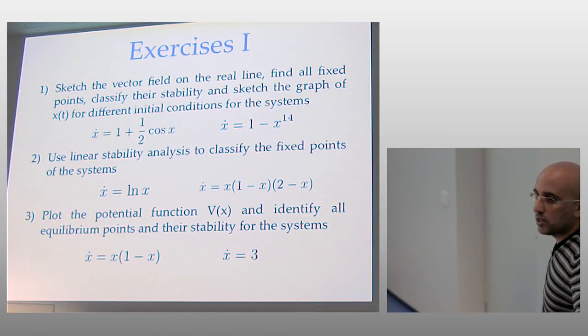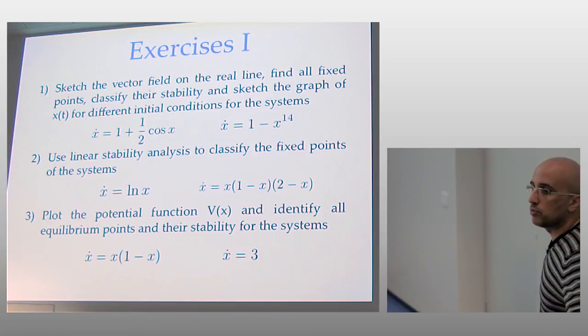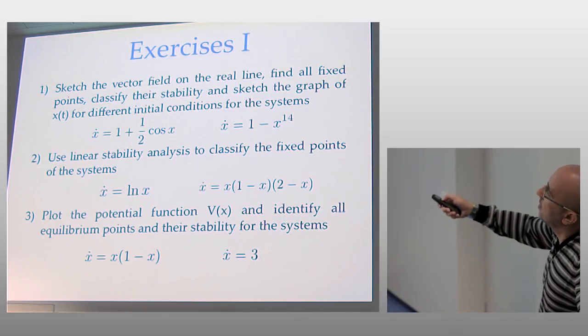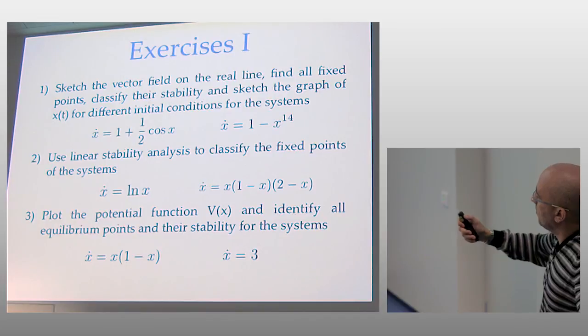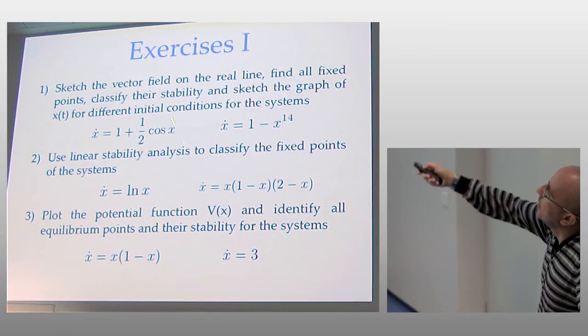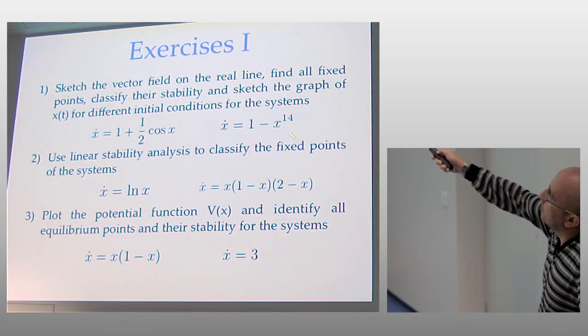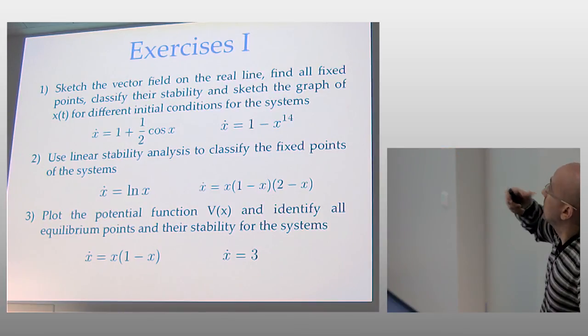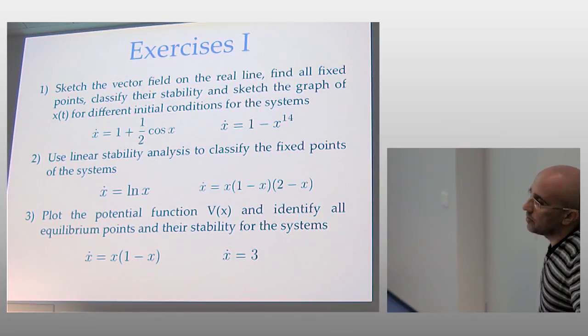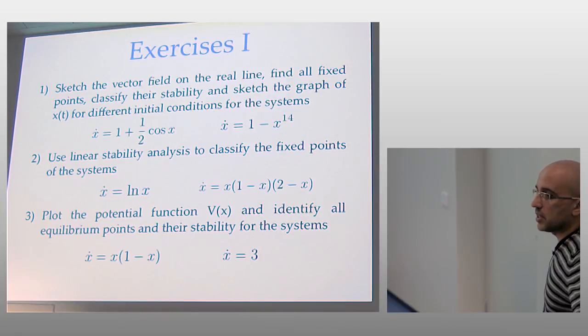You can do it visually, or you can do it with a stability analysis by computing the derivative of f at the fixed points and checking the sign. This is f, right? This is whatever is on the right. So if the derivative of this at the fixed points is positive, then the point is unstable. If it's negative, it is stable. Or you can use the potential. You can do whatever you want. The more, the better for you. It's just a way to show that you understood.